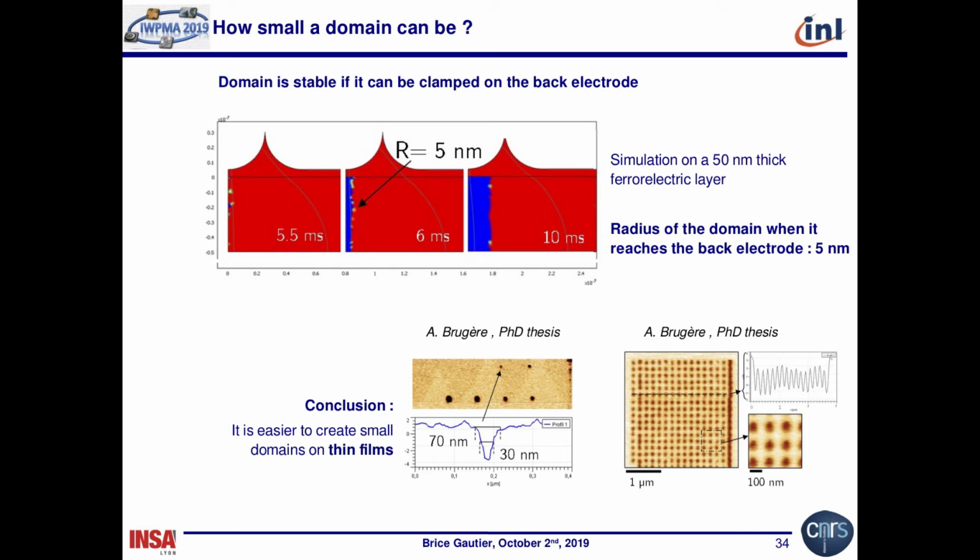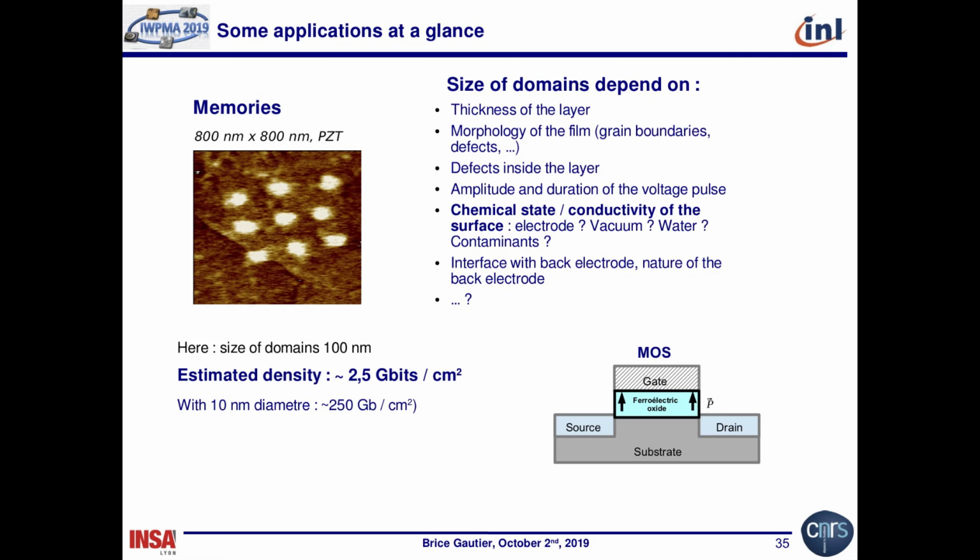Okay, we did not reach this figure. This is just simulation. But with very thin layers, you can go down to 10 nanometers very easily. And by doing so, just imagine, if you take this one, the size of the domains is 100 nanometers. Well, if you make a simple calculation of the density of integration, if you use that as a memory, it corresponds to very, very dense memories compared to what exists now in the industry.